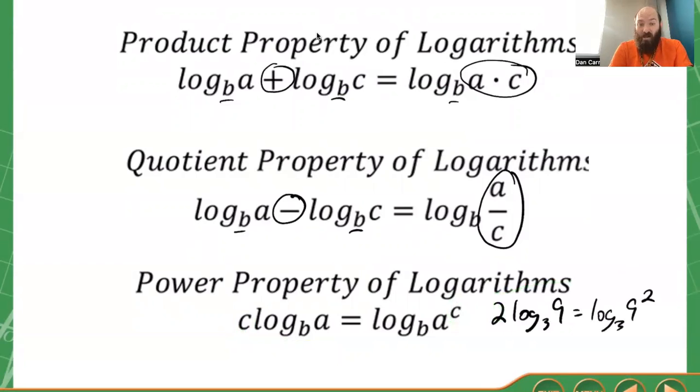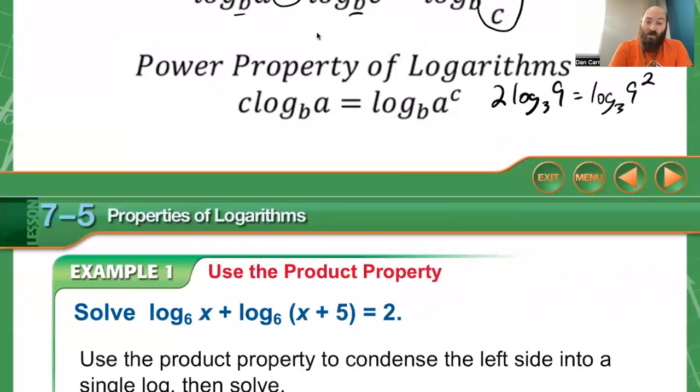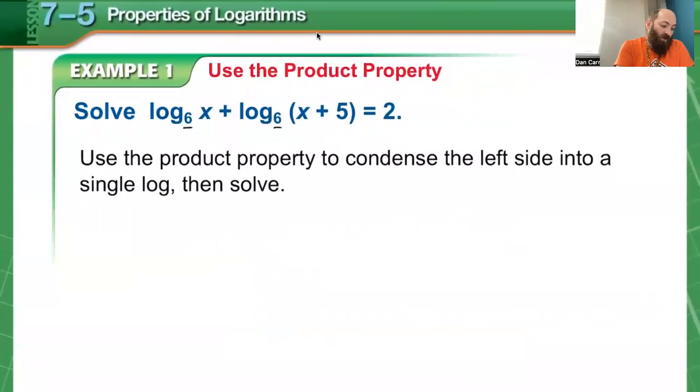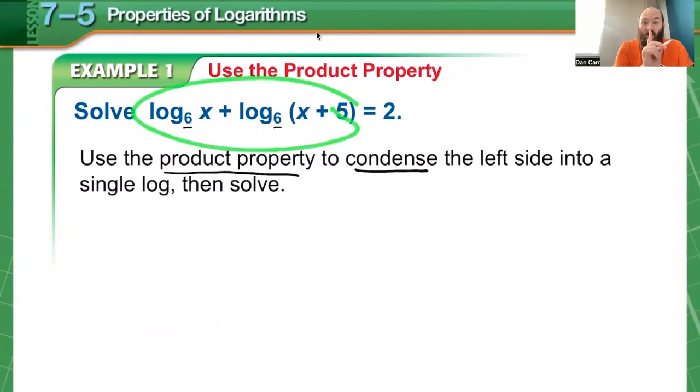So let's use that on the next few problems. We're going to use them as part of our solving process. So first example, using our product property. Log base 6 of x plus log base 6 of x plus 5 is equal to 2. So the idea is that we can use our product property to condense it. We put two different logarithms together as one logarithm that is going to be condensed.